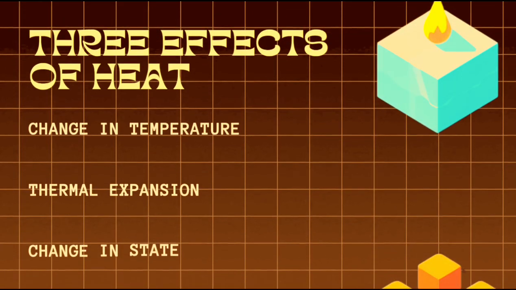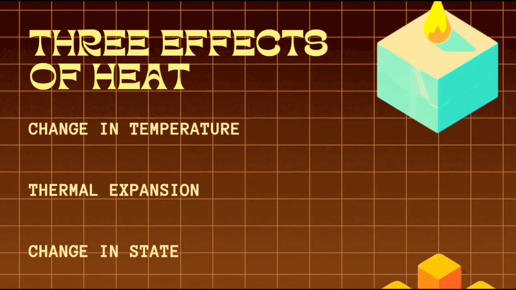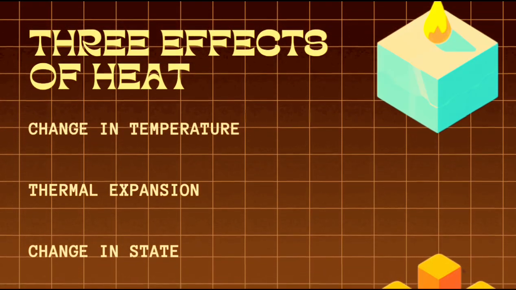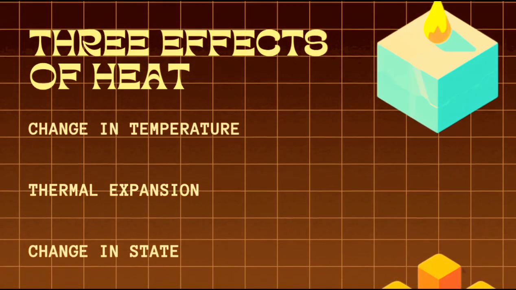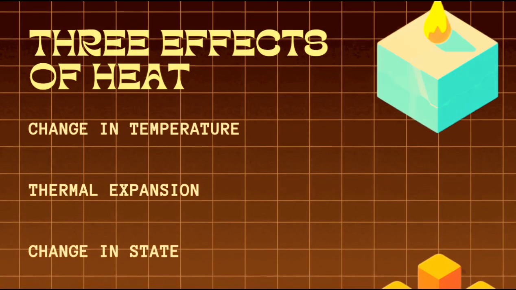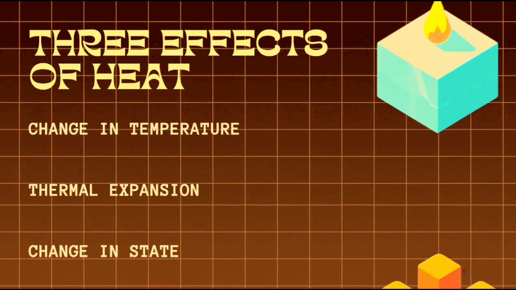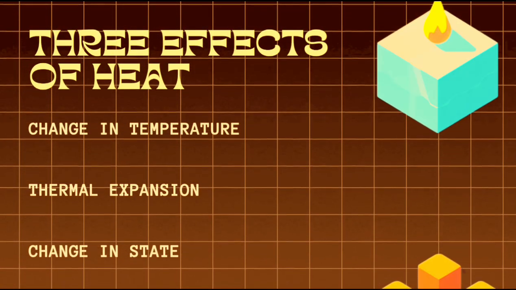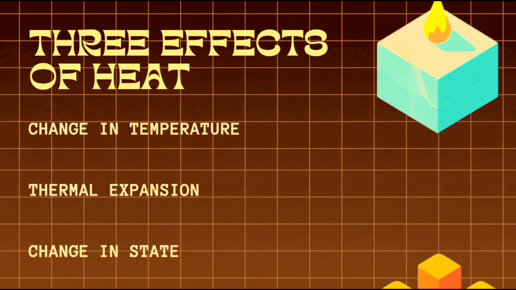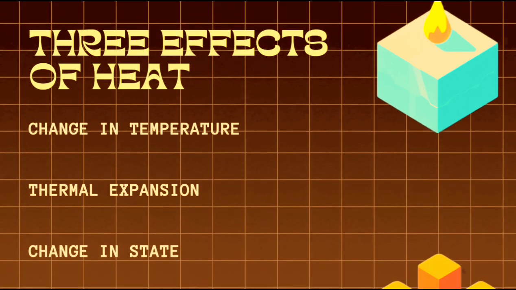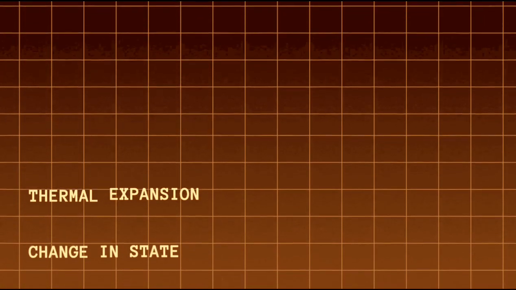In this lesson, we will study the three major effects of heat and matter. Heat can increase or decrease the temperature, change matter from one state to another, and cause materials to expand when heated. Understanding these effects helps explain many natural processes and real-life phenomena.